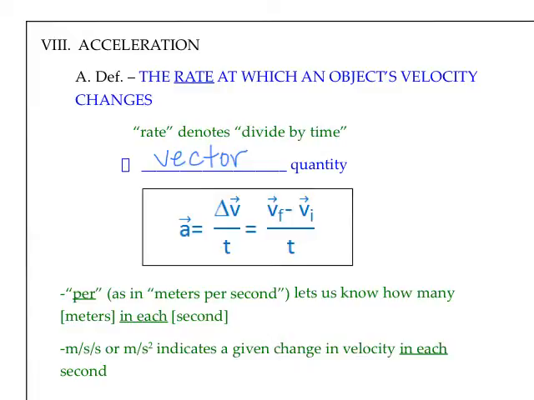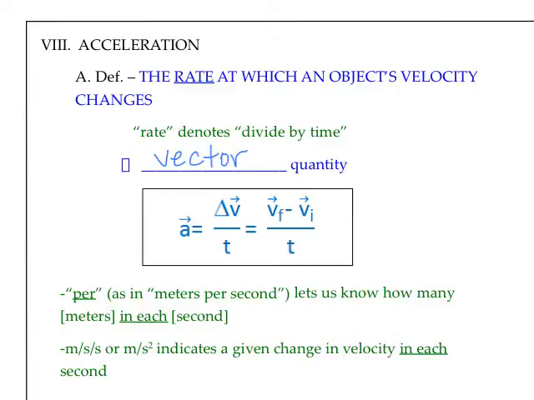Again, the definition for acceleration is pretty much just the equation written out in words. So when we talk about the rate, that always lets us know that we're going to divide by time. And since it's the rate at which the object's velocity changes, I'm going to use the delta sign for my change and then the symbol for velocity. You can also substitute in final velocity minus initial velocity instead of that delta V if you prefer.